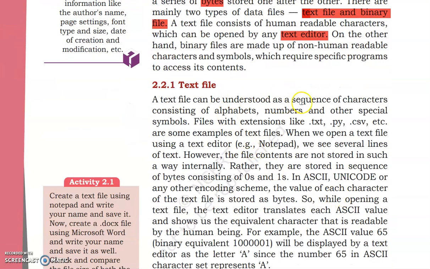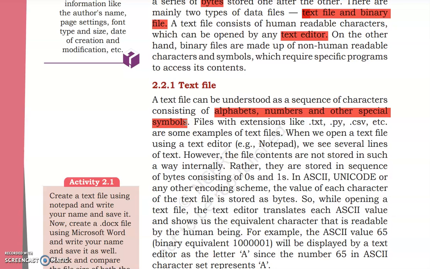Now let's look in detail about the text file. A text file can be understood as a sequence of characters consisting of alphabets, numbers and other special symbols. Files with extensions like .text, .py, .csv, etc. are some examples of text files. So a text file can be understood as a sequence of characters, okay? Characters के sequence हैं जिसमें alphabets होते हैं, numbers होते हैं, other special symbols भी होते हैं. And remember, it is easily readable by human beings.